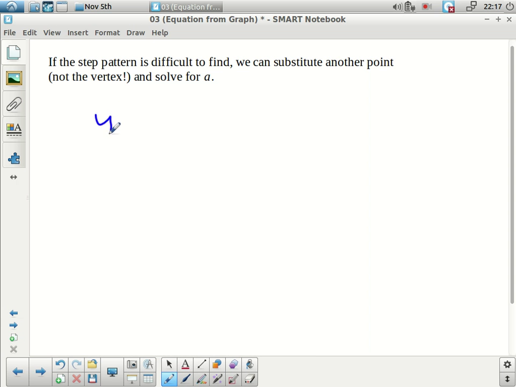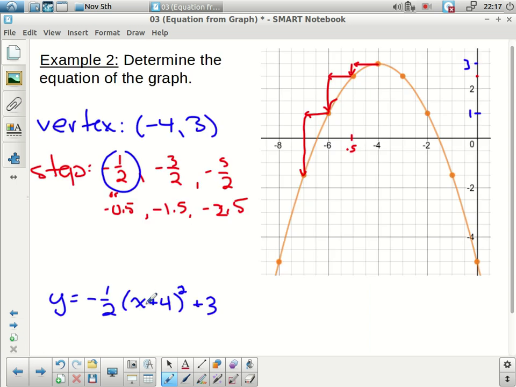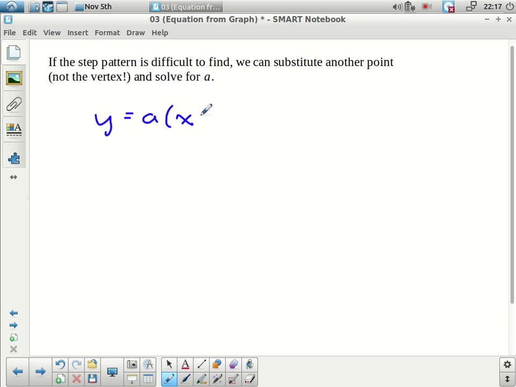We start with a vertex form, and we don't fill in the a yet. So say y equals a, and then let's pop back here. We had (x + 4) squared, and I think that was +3. Yep. Okay, +3. So again, let's say for some reason I was having a hard time identifying the step pattern, so I didn't know what a was.